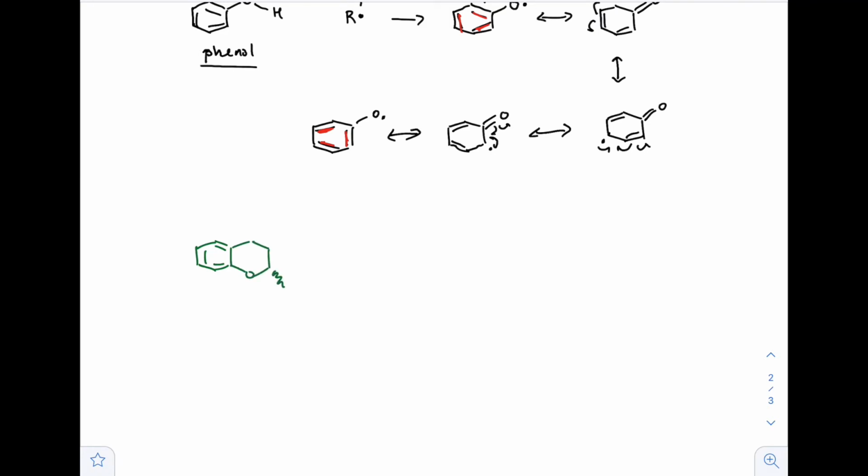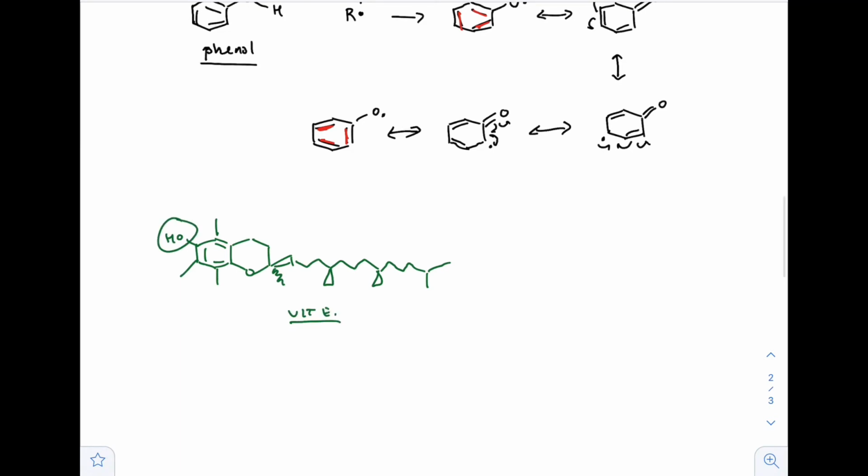All right, so what I'm going to do now is draw out some structures for you. They're going to be kind of long, so I'll try and pick up the pace. This is vitamin E. So we got that OH group, the phenol functional group. This is a fat soluble vitamin, right? So this is actually protecting our cells, or believed to be protecting our cells.